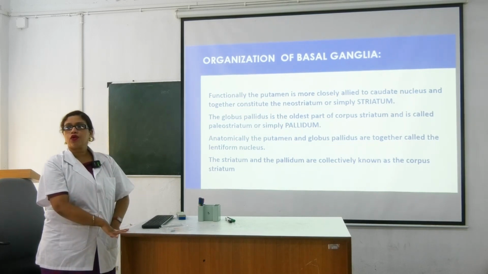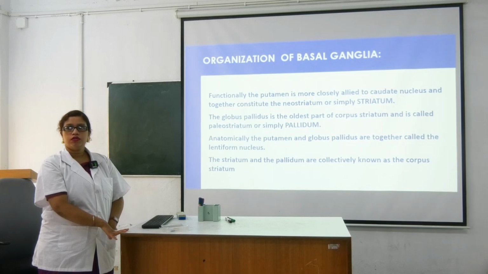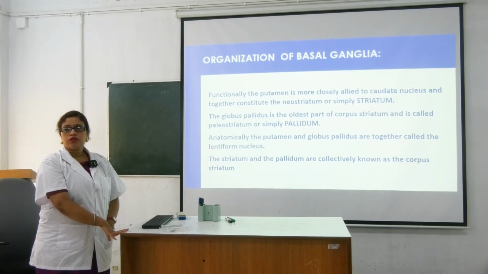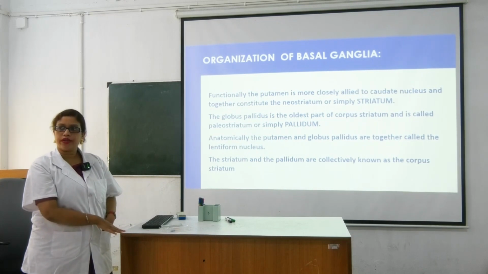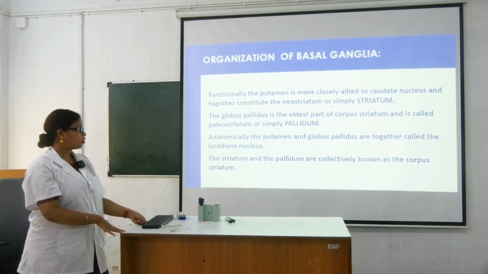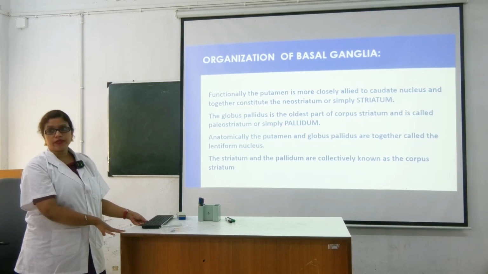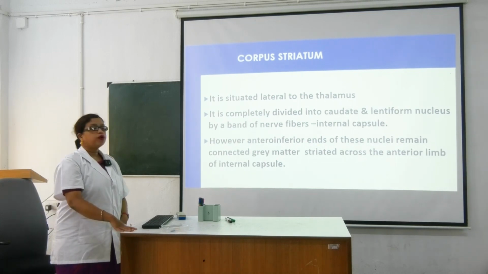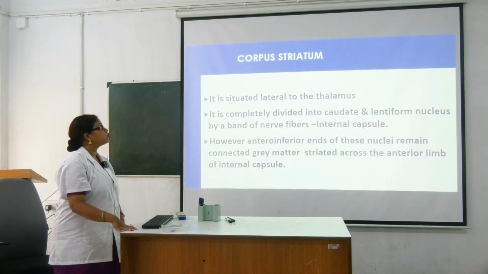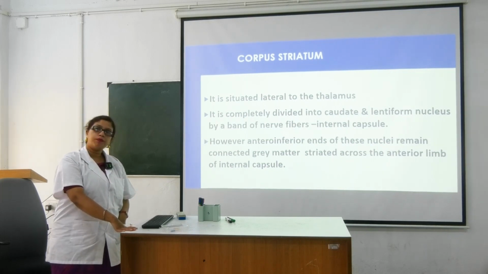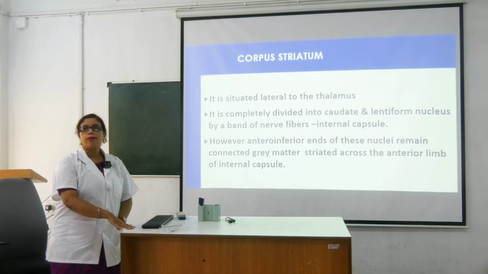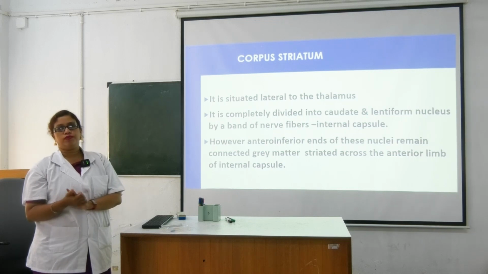So what is the definition of corpus striatum then? All. Okay, so what does corpus striatum mean? Caudate nucleus, then globus pallidus and also the putamen. All of them together are called the corpus striatum. I can give a short note on the corpus striatum. Now coming to the corpus striatum, the location, where it is situated: number one, it is situated lateral to the thalamus, completely divided into caudate and lentiform nucleus by the band of internal capsule.